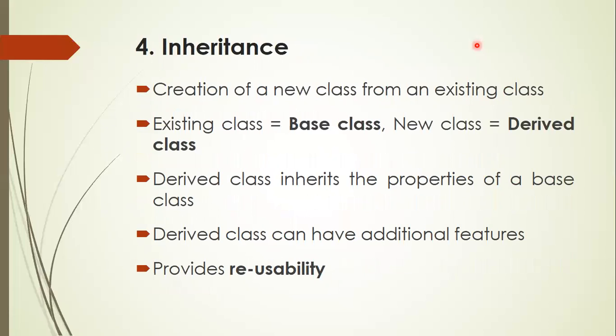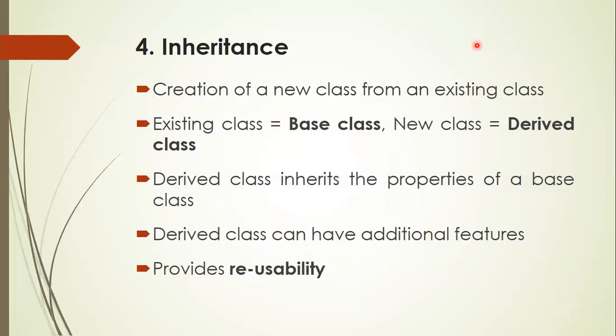Inheritance. Assume that you have a situation like this. You have a class, and from that class I want to construct another class, where the new class should contain all the characteristics of the original class. Such a process of creating a new class from an existing class, we call inheritance. The existing class we call the base class. The new class you create out of the existing class, we call the derived class.